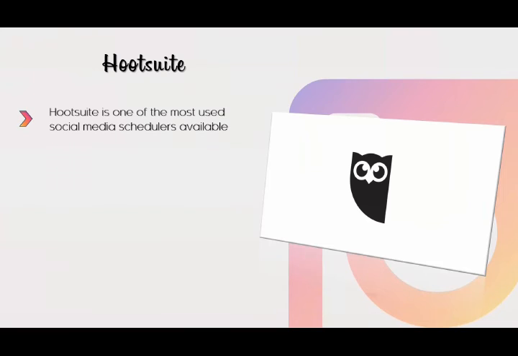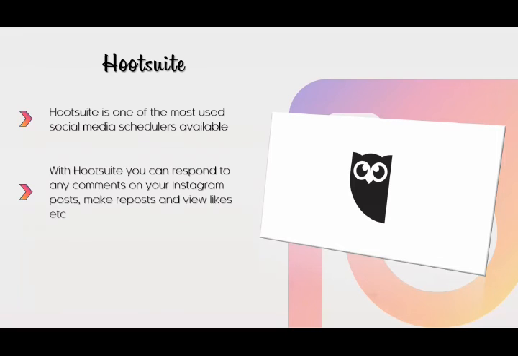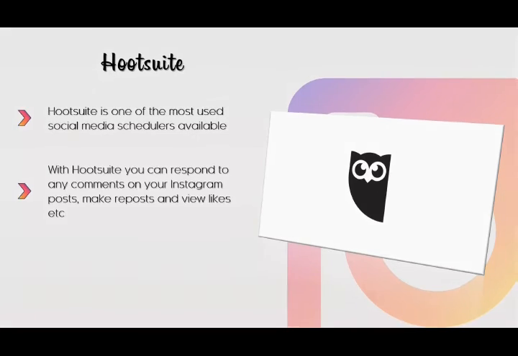Hootsuite. Hootsuite is one of the most used social media schedulers available. It works great with Instagram and other platforms such as Facebook and Twitter. With Hootsuite, you can respond to any comments on your Instagram posts, make reposts and views, likes, etc. Plans start from $19 a month.